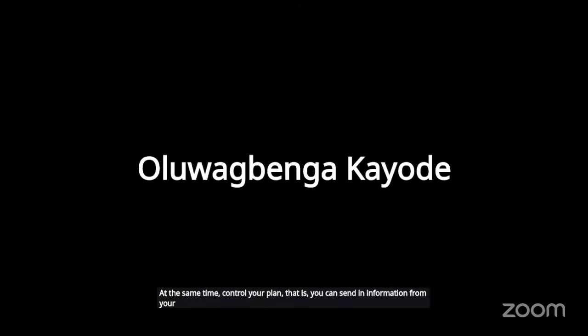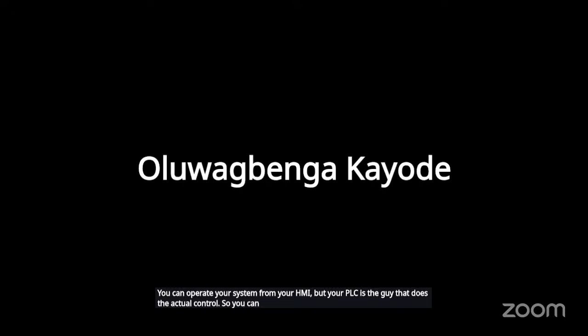That is, you can send in information from your HMI. You can operate your system from your HMI, but your PLC is the one that does the actual control. So you can send instructions to the PLC from your HMI. That's supervisory and monitoring. You can monitor from the HMI. You can send in commands to the PLC from your HMI. So there is no difference, like they are not on the same listing. They work hand in hand.